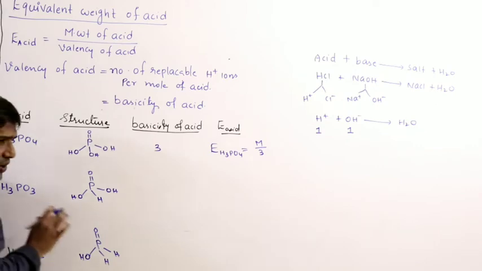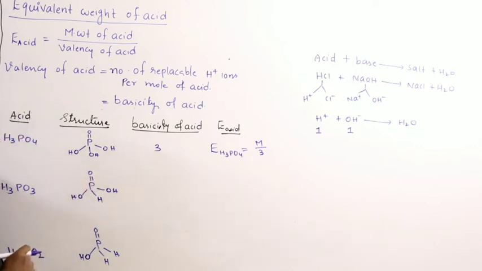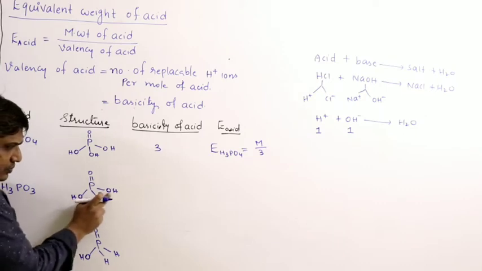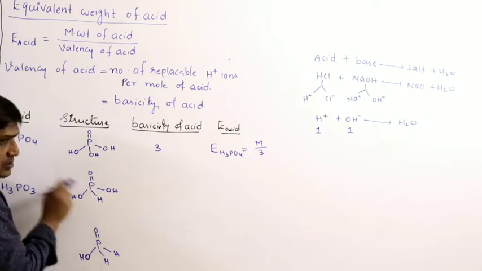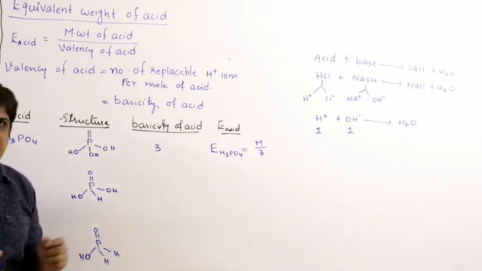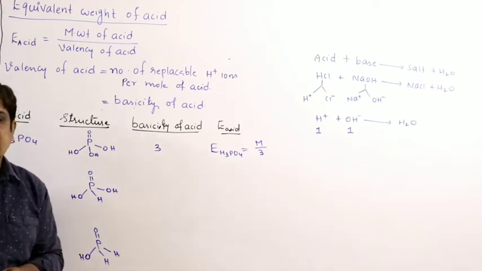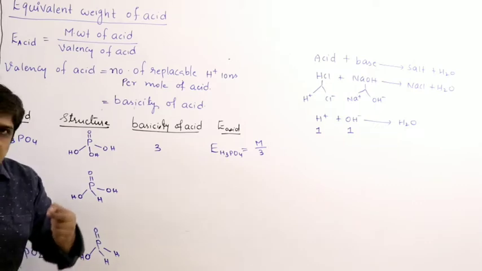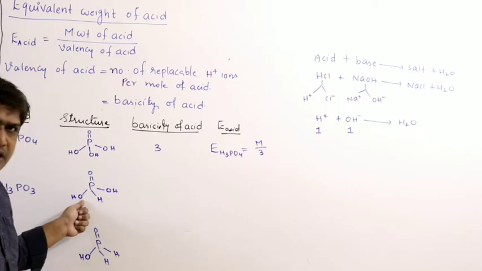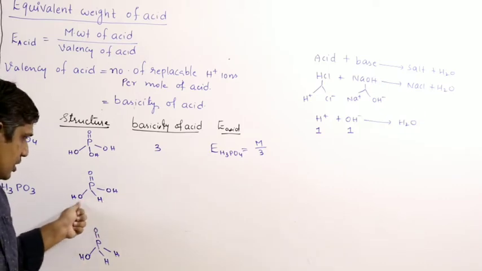Here, first point, there are 2 different types of hydrogens. What do you mean by that? One hydrogen is attached to oxygen and one hydrogen is attached to phosphorus. First, all hydrogens are not acidic. What are acidic hydrogens? The hydrogens which are attached to a more electronegative atom. If I see hydrogen attached to oxygen, it is acidic, no doubt. So these two are acidic, no doubt.